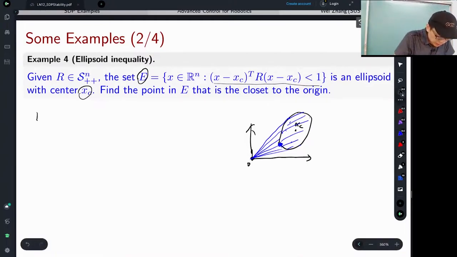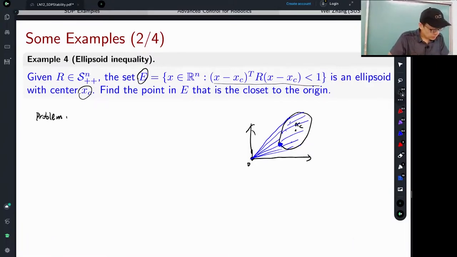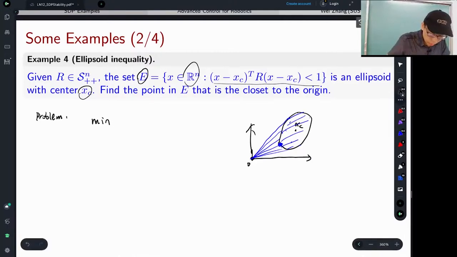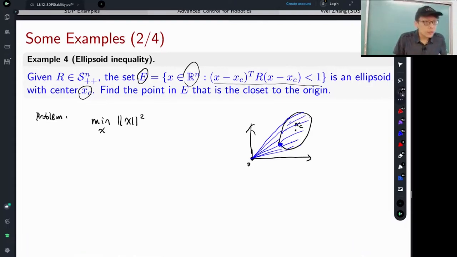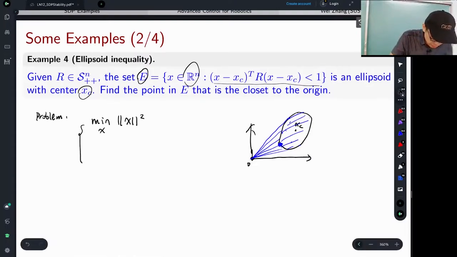So the problem will be, let's say this is the problem. How do you formulate the problem? I want to minimize over all the points in R^n, right? The shortest distance is just the norm of the point. So I want to minimize over x its norm, let's say squared. The norm is a convex function, right? That's what I discussed last time. So this is convex, but I have a constraint.